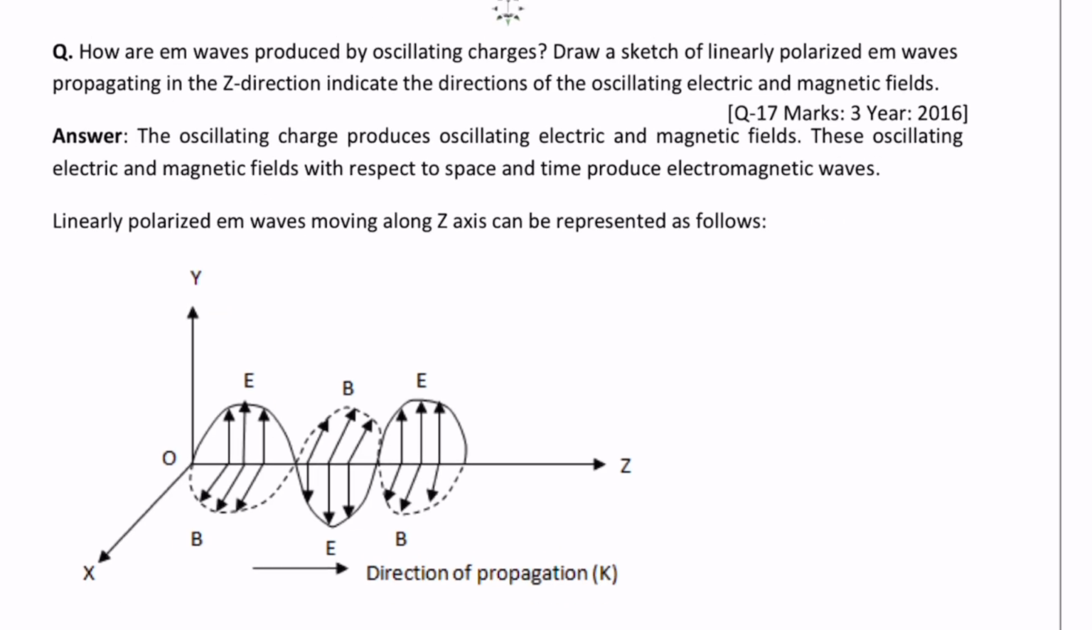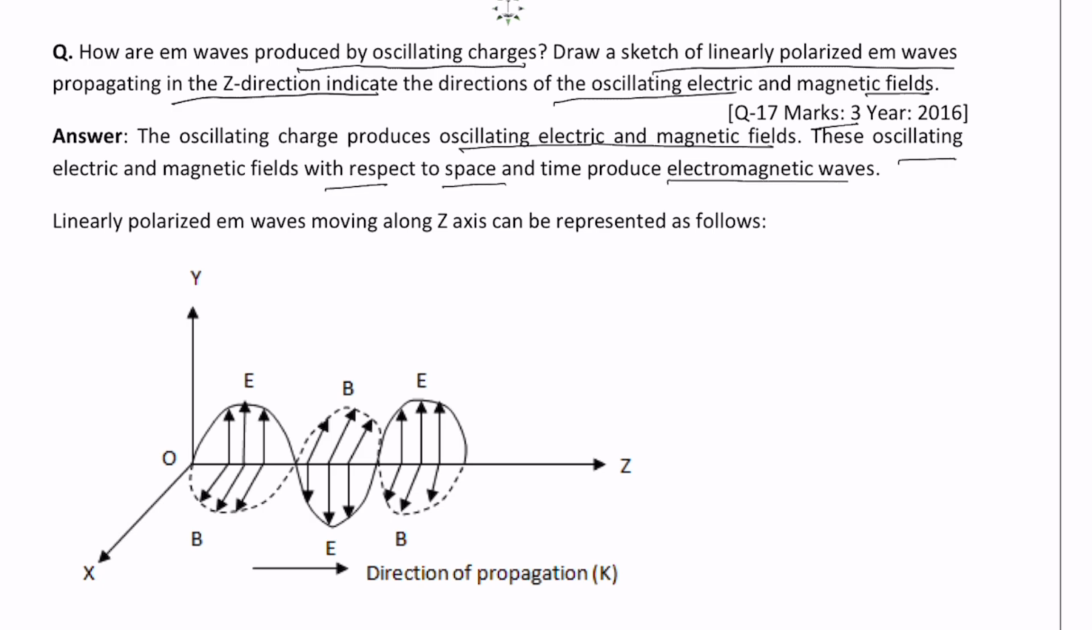How are the electromagnetic waves produced? By oscillating charges. Draw the sketch of linearly polarized electromagnetic waves propagating in the z direction. Indicate the direction of oscillating electric and magnetic field. Because these are 3 marks questions. So let's see. Oscillating charges produce oscillating electric and magnetic fields. This we know. These oscillating electric and magnetic fields with respect to space and time produce electromagnetic waves.